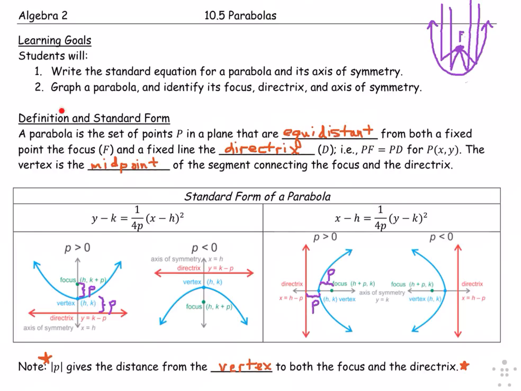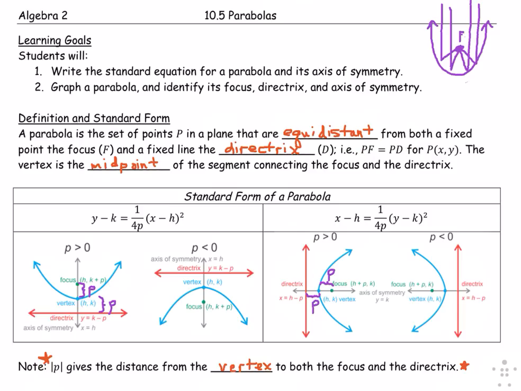So the strict definition is going to be the set of infinite points P in a plane. I'll use this down here as an example. That are equidistant from both a fixed point called the focus as well as a fixed line called the directrix. So every point on this parabola is equidistant from both the focus and perpendicularly from the directrix. So this equation is true.